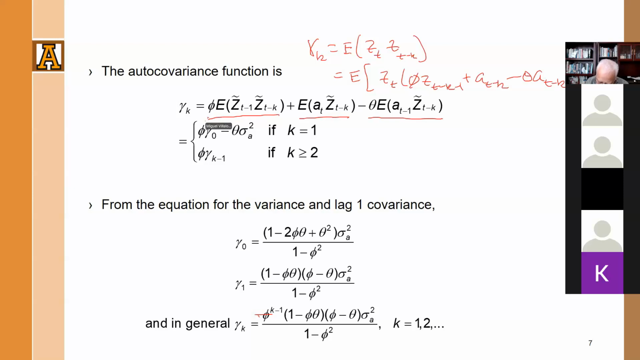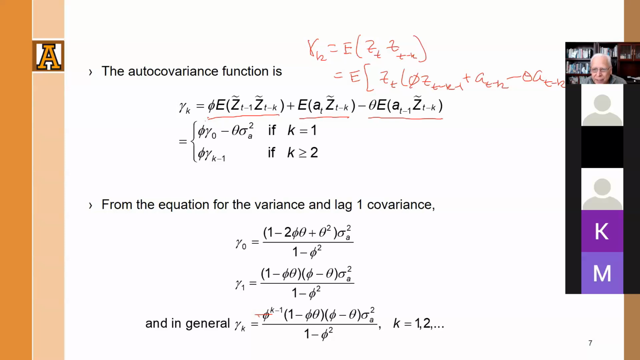This is for the covariance at lag k, and now for lag k equal to 1. Notice here, when k is equal to 1, I have C_{t-1} and Z_{t-1}. When k is equal to 1, that is equal to the variance, right? Let's take the case k equal to 1, then this thing here is the variance.